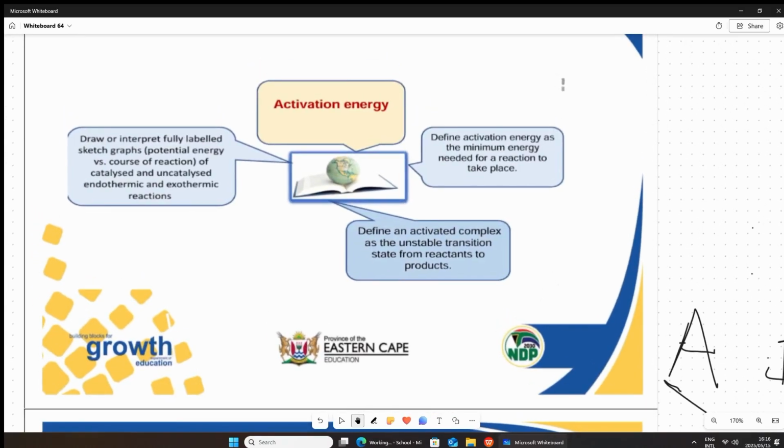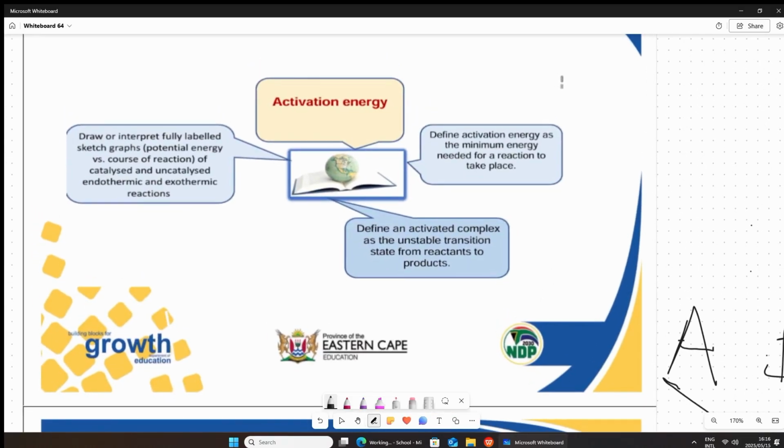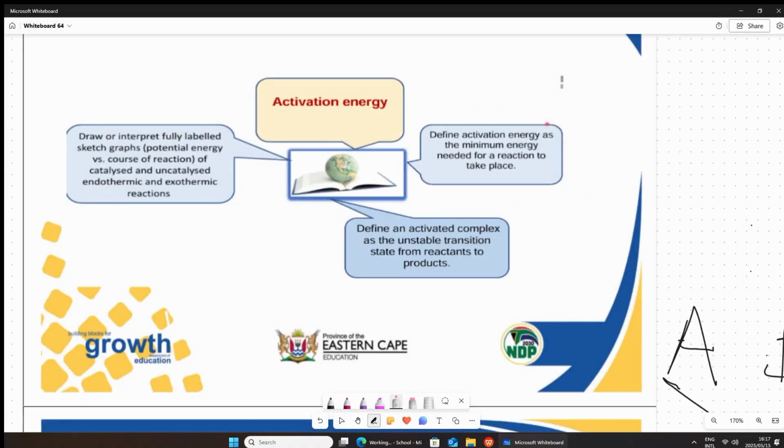We first define what activation energy is. In order for a reaction to take place, reacting particles need to reach a certain amount of energy. This minimum energy that the reaction needs in order for it to take place, we call the activation energy.